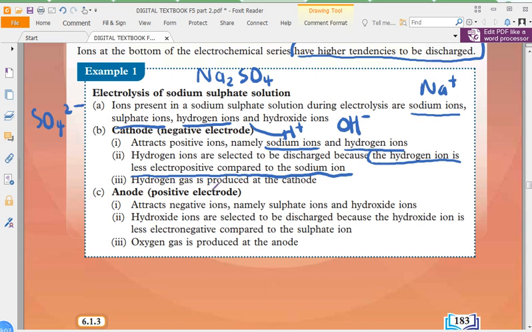Anode is a positive electrode. It will attract negative ions, namely sulfate ions and also hydroxide ion. Hydroxide ion, just now if you still remember, OH minus, is selectively discharged because the hydroxide ion is less electronegative, okay, compared to the sulfate ion. Okay, meaning less electronegative here means the tendency to become negative ion is lower. Okay, so oxygen gas is produced at the anode.